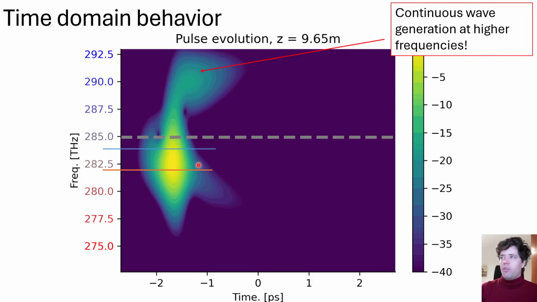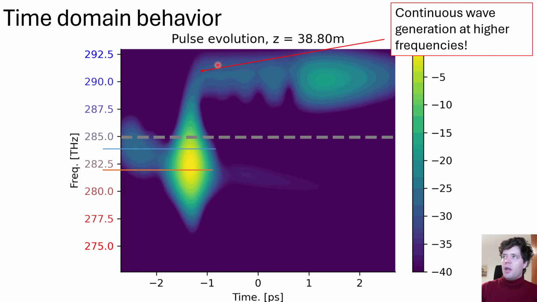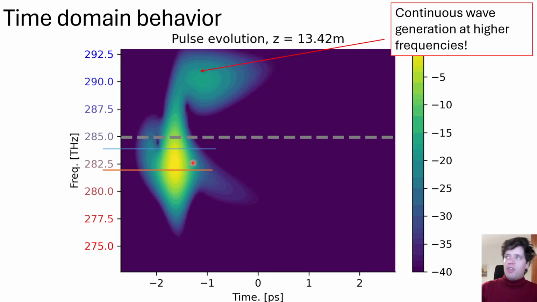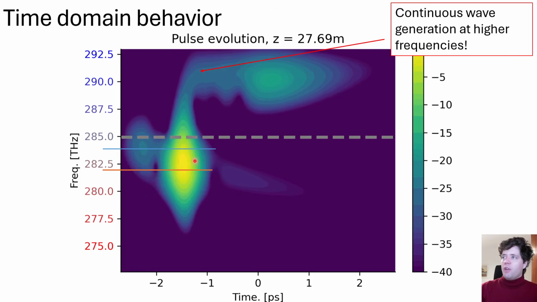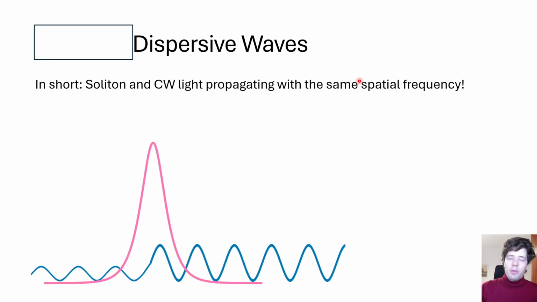I think this might be a sort of energy conservation phenomenon where, because we generate more energy here at a higher frequency, the entire soliton has to shift a little bit towards lower frequencies. But the main insight here is that we have a soliton that generates continuous wave light. In fact, that is fundamentally what's going on here.